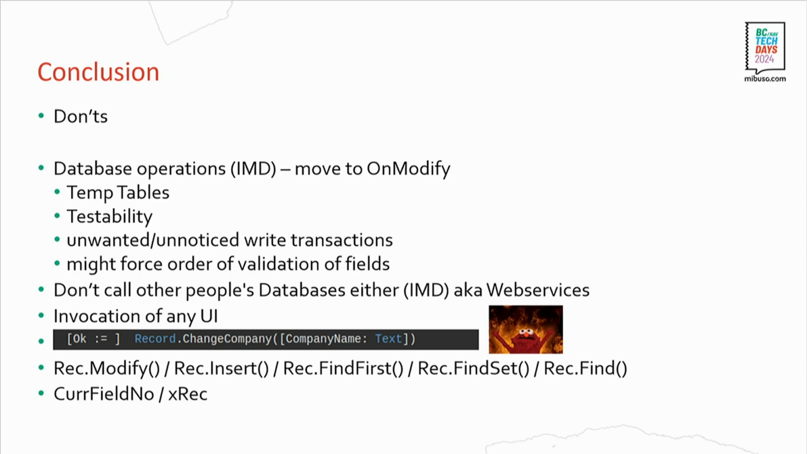Just don't do that stuff. This is especially an issue when we're talking about pages, when a user is on a page and calls a validate, and inside of that validate trigger, there's a find set, find, or find first, and then jumps to another record. That might lead to a lot of support tickets.